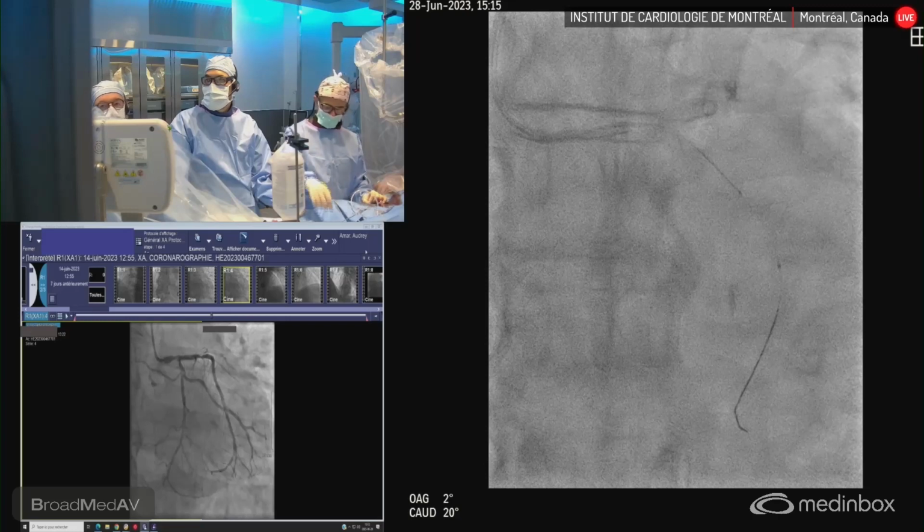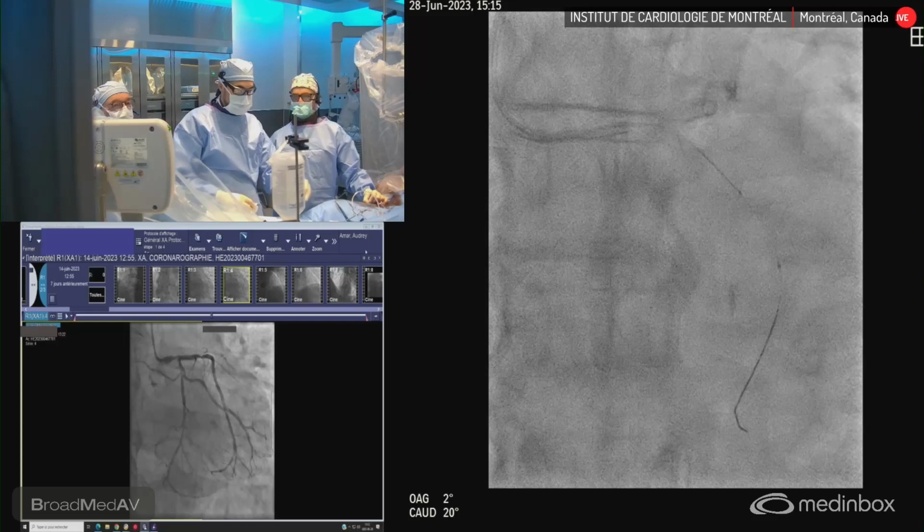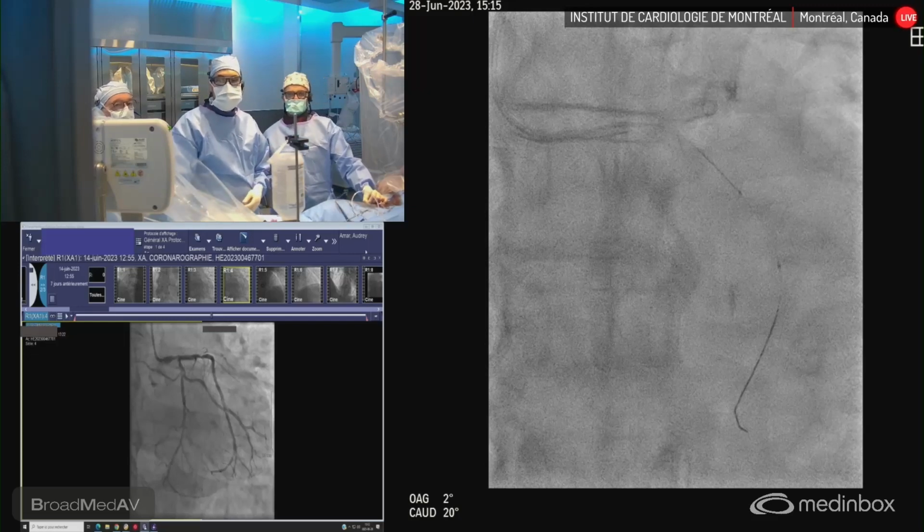So we're just waiting for the machine to run up so we can show you the IVUS. And then our strategy will depend on how much calcium we see, and the length and the circumference, to decide which type of ablation therapy we're going to do.